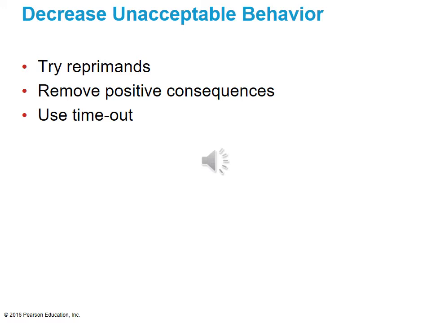To decrease unacceptable behavior, you might also have to use reprimands. They are commonly used to decrease unacceptable behavior if done in a caring and constructive way. They can be effective. So, identify the unacceptable behavior, state briefly why it's unacceptable, communicate to the students what behavior is desired, and then give the example.